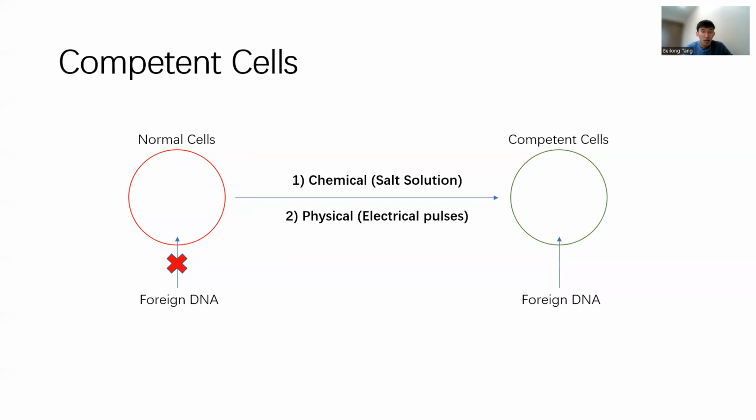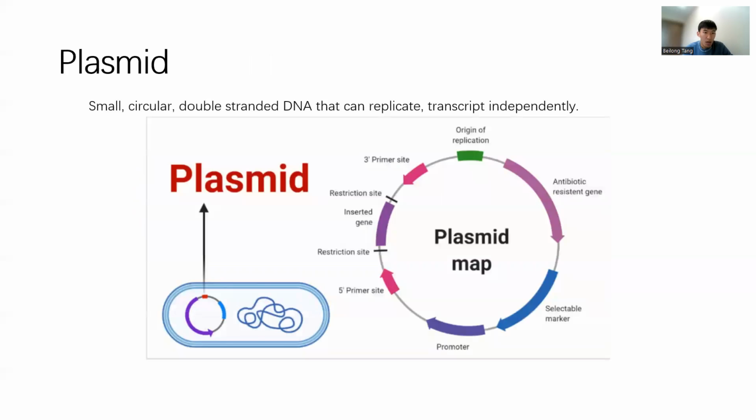The chemical way includes putting the cell into a salt solution and doing a heat and cool-down shock. The physical way usually includes electrical pulses. The plasmid is a small circular double-stranded DNA found in bacteria, as we see here, that can replicate and transcribe independently. The plasmid usually contains a region of replication, an antibiotic resistance gene, a selectable marker, and the inserted gene.